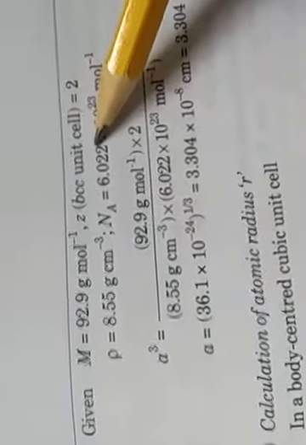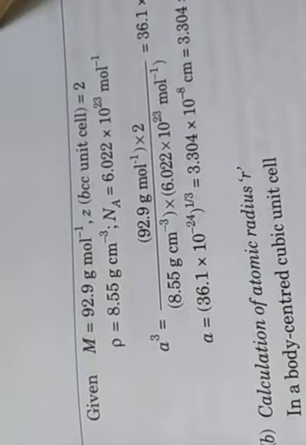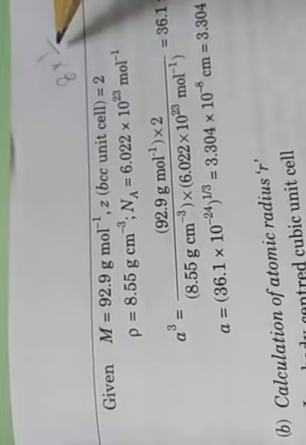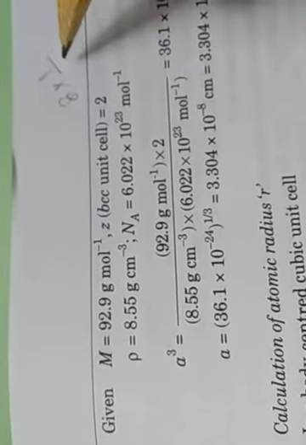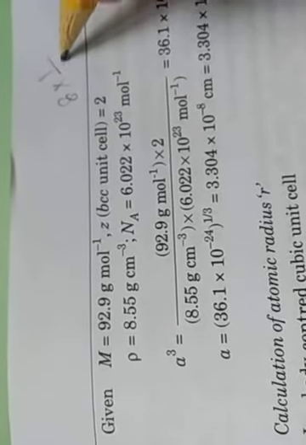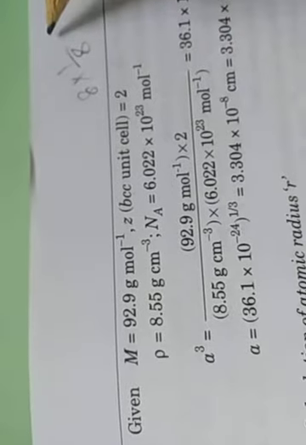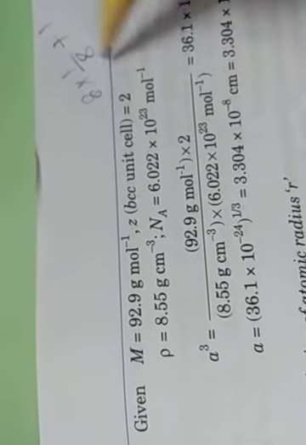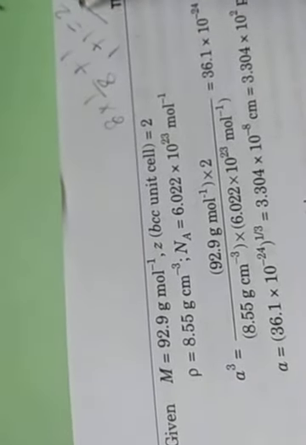And in a BCC unit cell, how many atoms are there? There are 8 at the corners, and each corner contributes 1 by 8 to the unit cell. So 8 into 1 by 8, plus 1 at the center. So 1 plus 1 is equal to 2. So there are 2 atoms per unit cell in BCC.